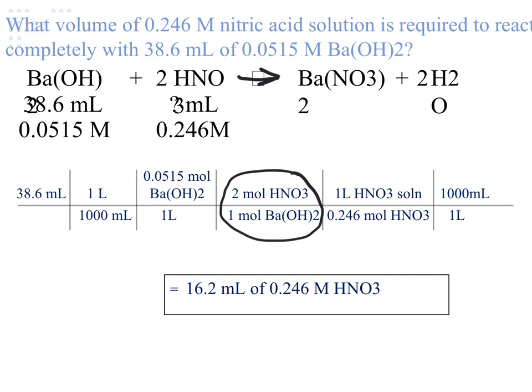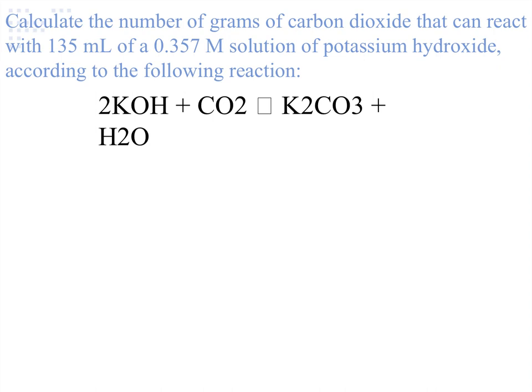Let's do one more example, and then we'll call it quits. So it says calculate the number of grams of carbon dioxide. So in this case, we're looking for... Oh, look at that equation. This is not working well, but we can do that. We'll write the H2O over here. There we go. Good enough.